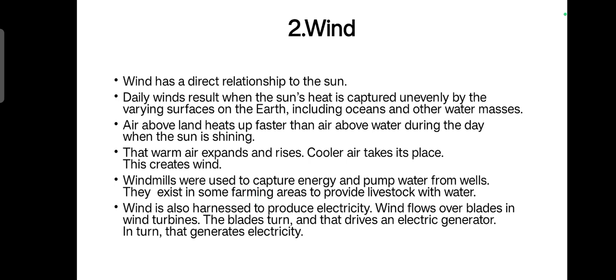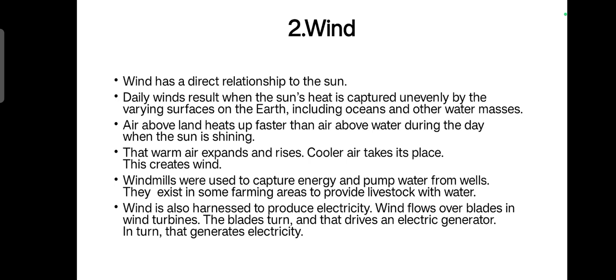The second one is wind. The wind has a direct relationship to the sun. Daily winds result when the sun's heat is captured unevenly by the varying surfaces on earth, including oceans and other water masses. Air above the land heats up faster than air above water during the day when the sun is shining. That warm air expands and rises. Cool air takes its place. This creates wind.